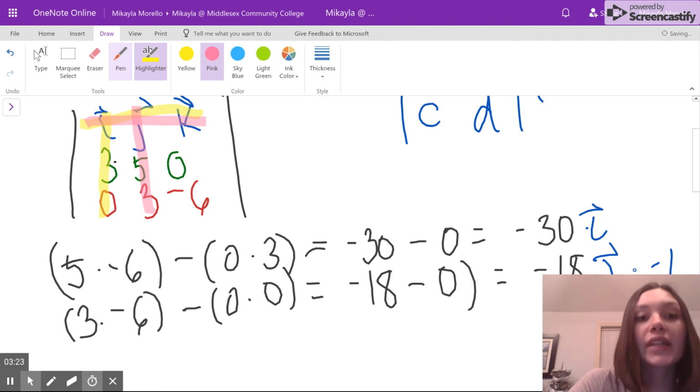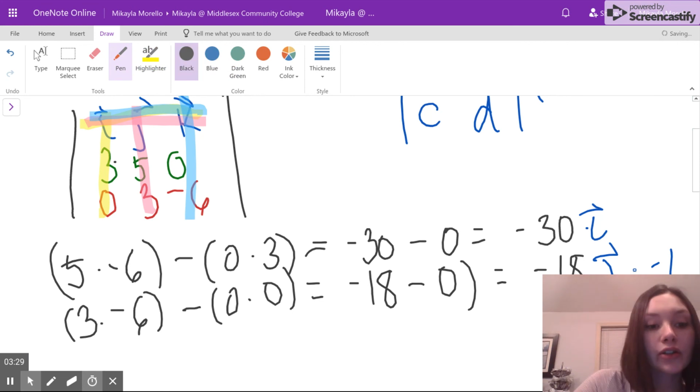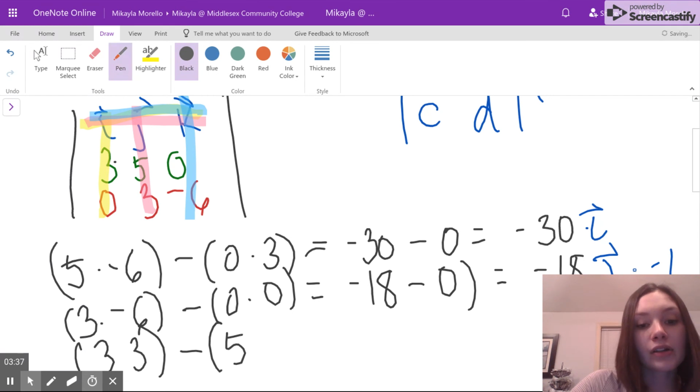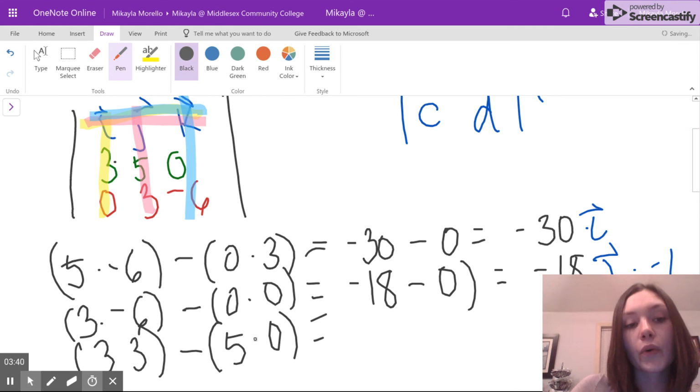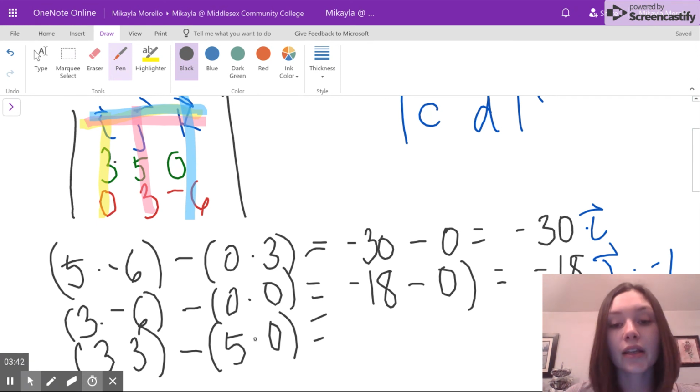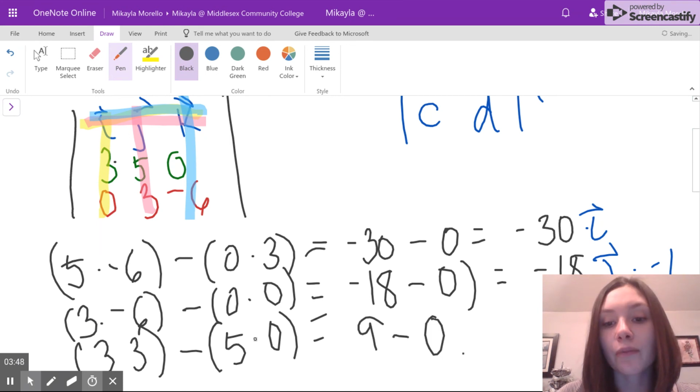And then we're going to do the same thing with k. So we're going to cross out k, and we're going to do the cofactor for that too. That leaves us with 3 times 3 minus 5 times 0. Now you won't always end up with all these zeros, but those made it easy. 3 times 3 equals 9 minus 5 times 0, which is 0. And that leaves us with 9k.